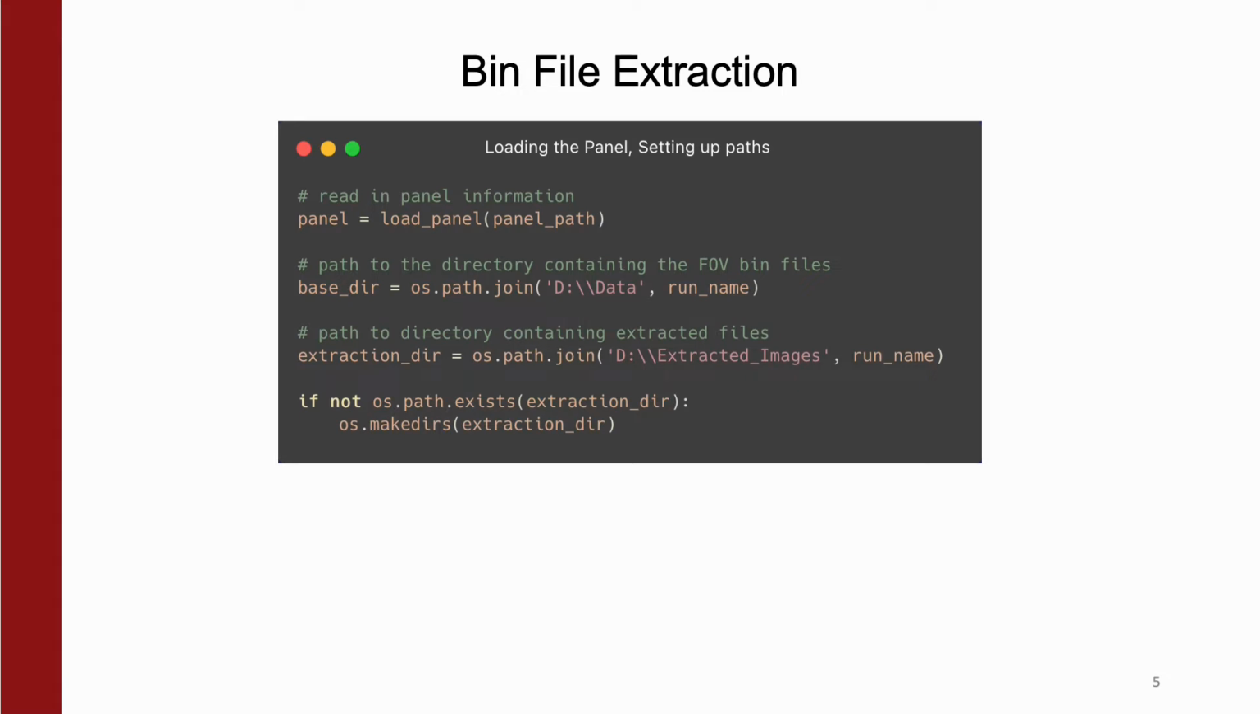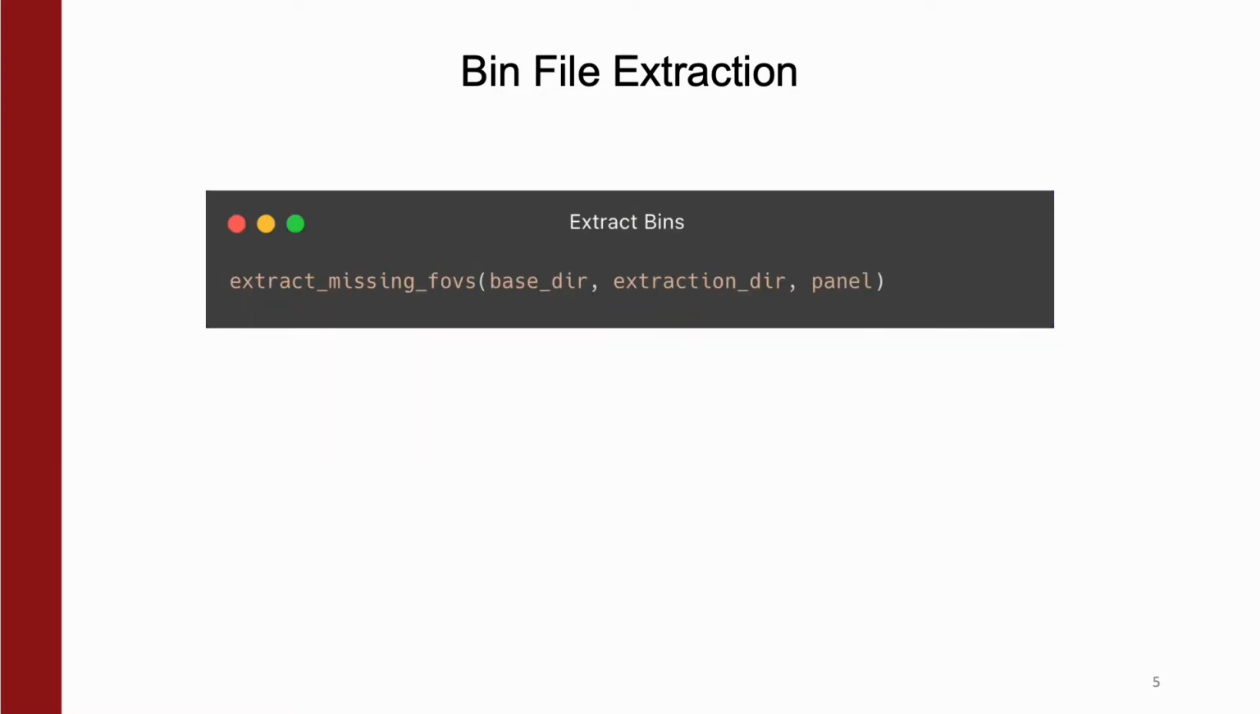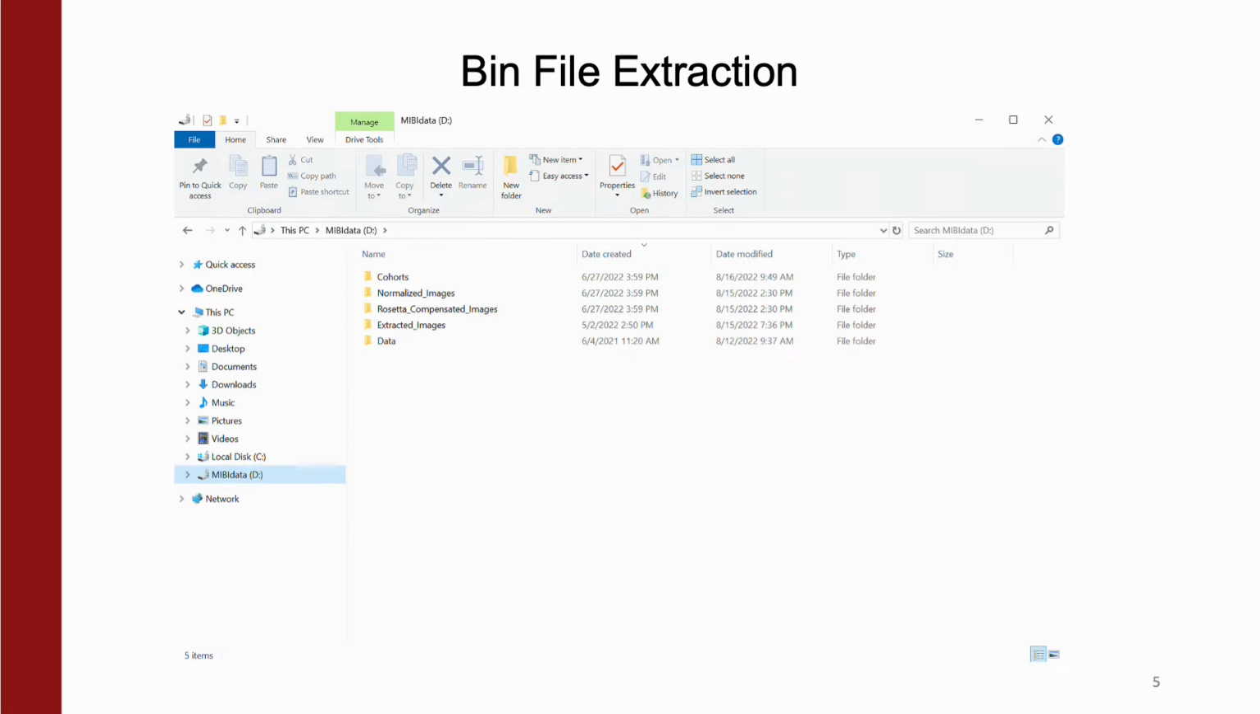Next, you're going to load the panel. And then once it's loaded, it'll create any directories necessary that didn't exist before. And then you can extract the bin files. If there are FOVs that have already been extracted, then it will ignore them. Your FOVs will be saved in the extracted images folder.